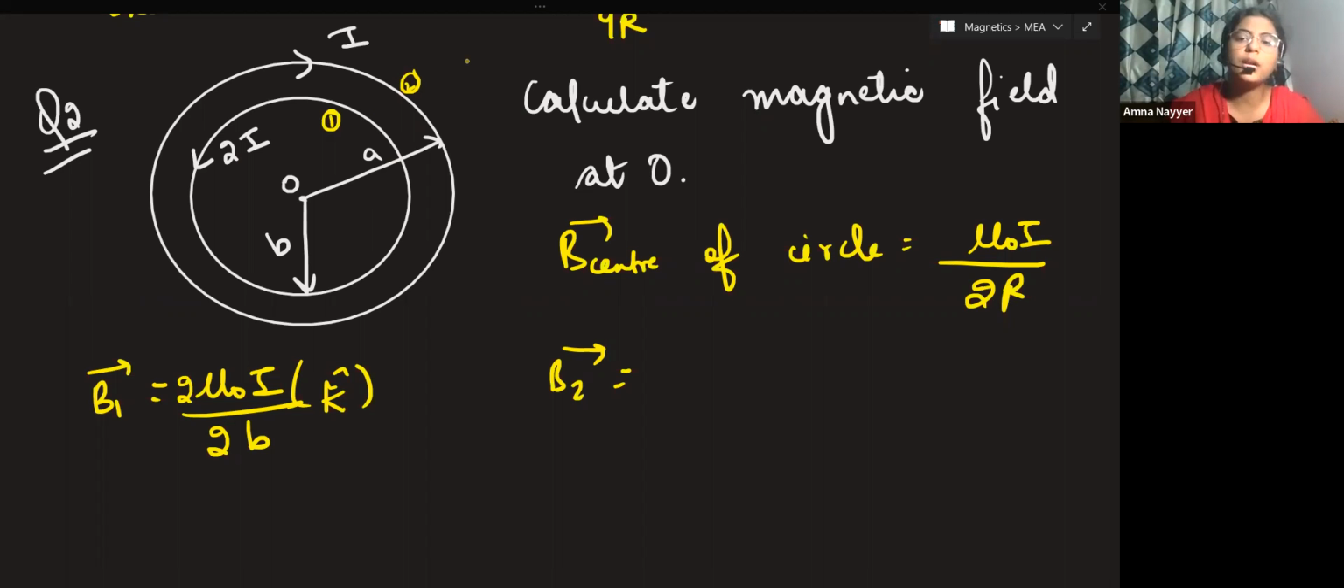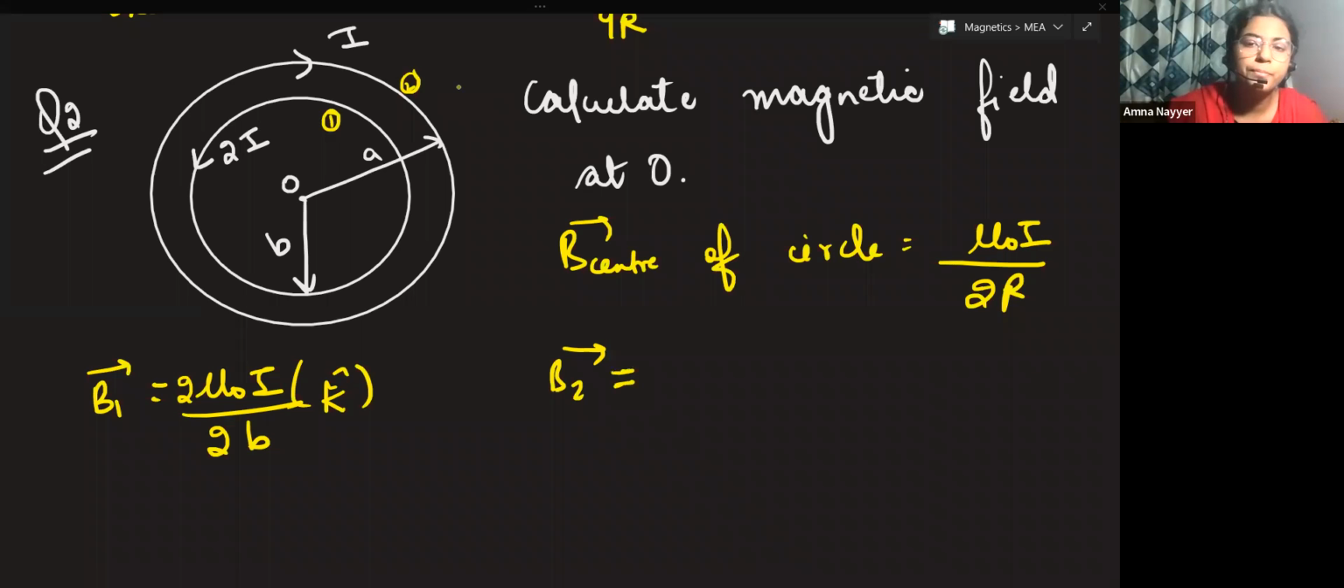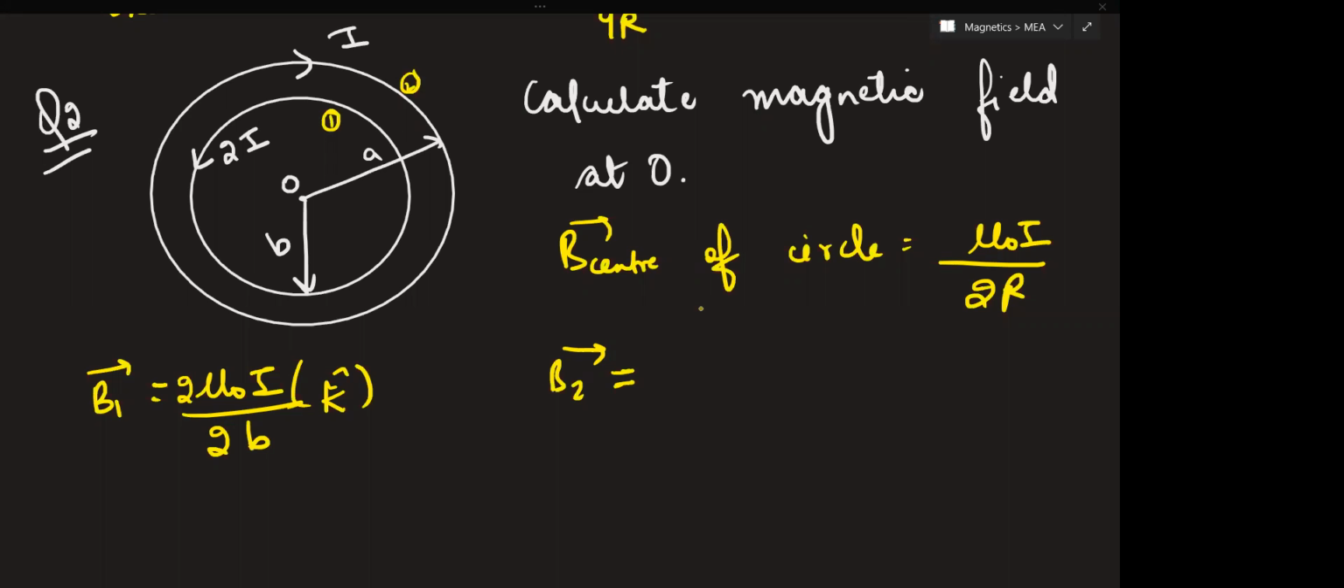Now, Salman, can you try? This is the magnetic field. Radius of the circles are given. Can you try what will be the magnitude of this? B2. The formula I've written already. Salman is there in the class. Ma'am, can you hear me? Yes, Salman.